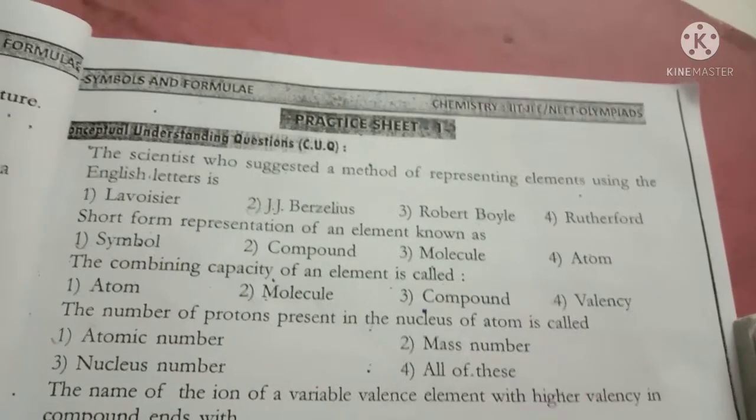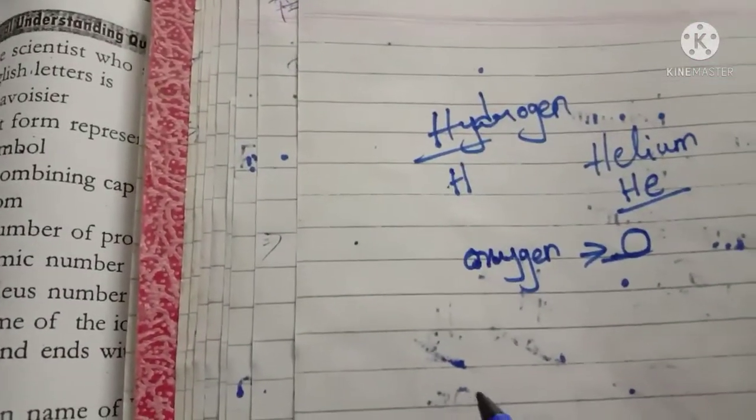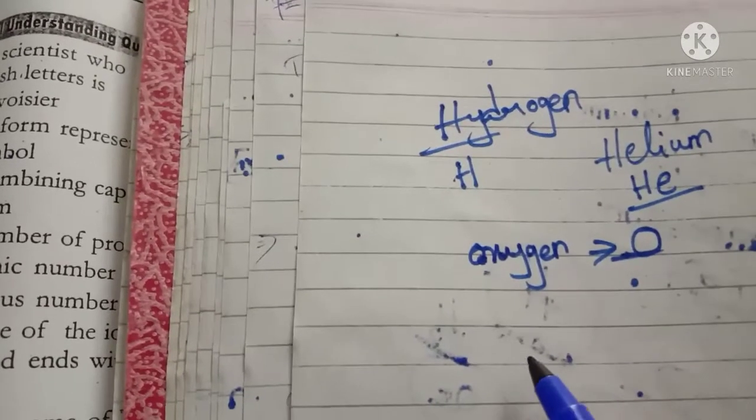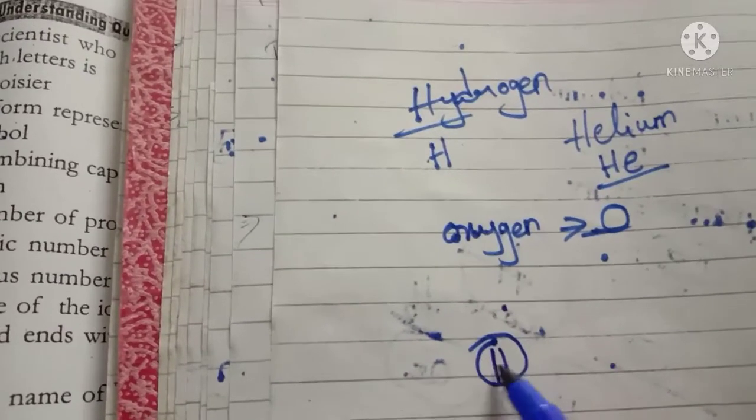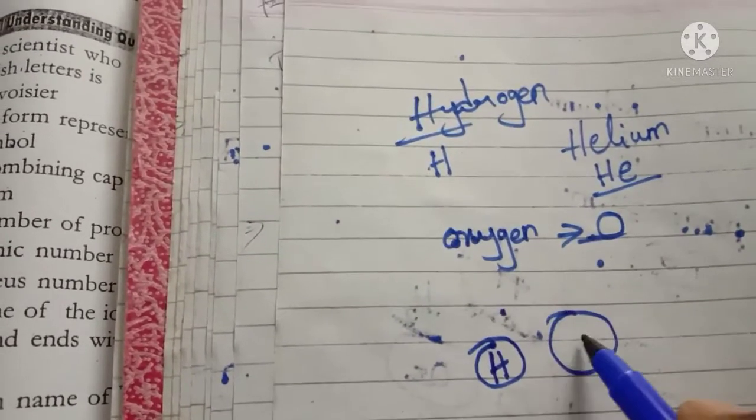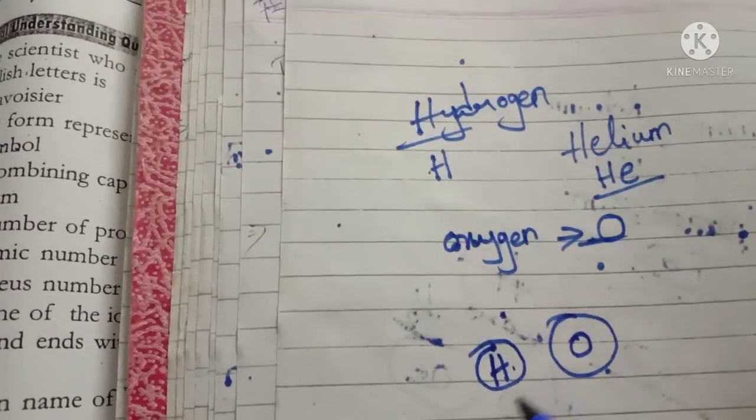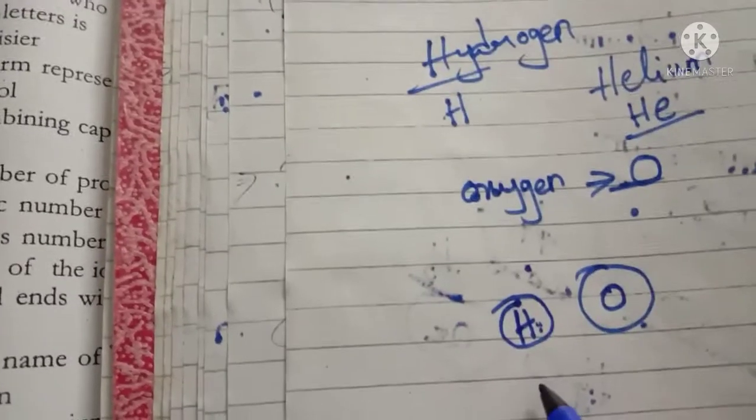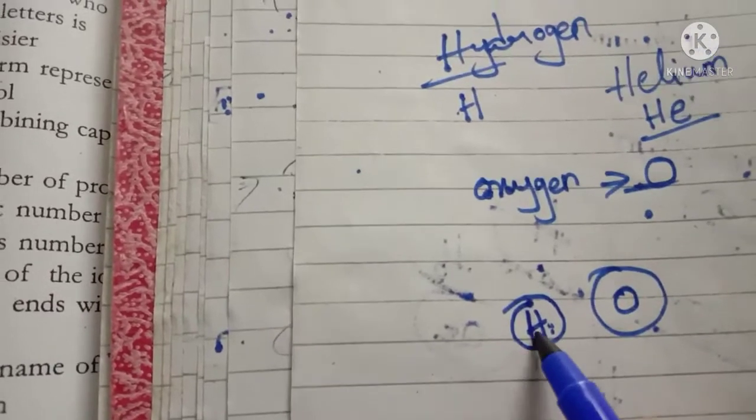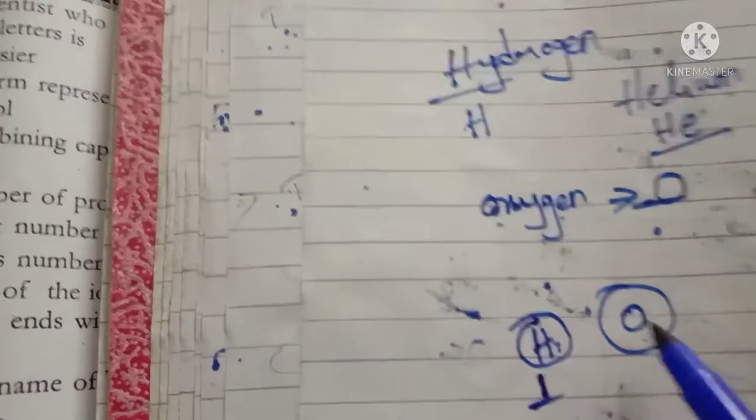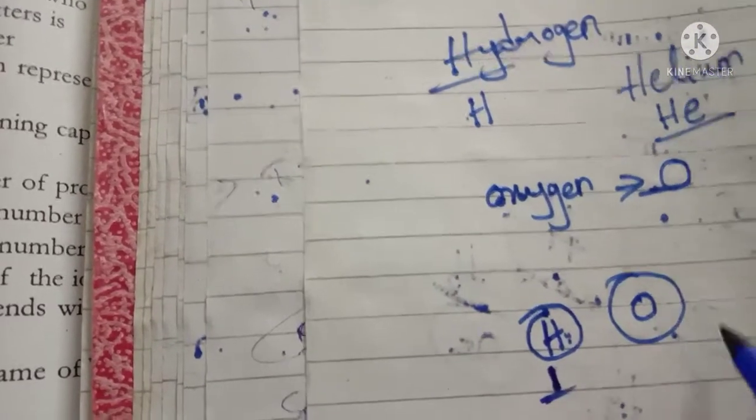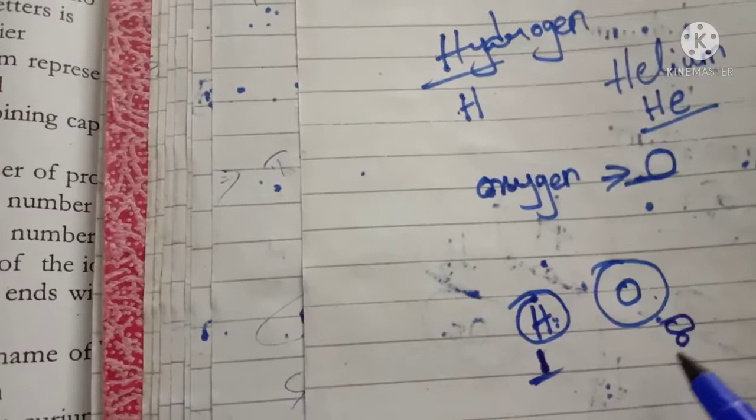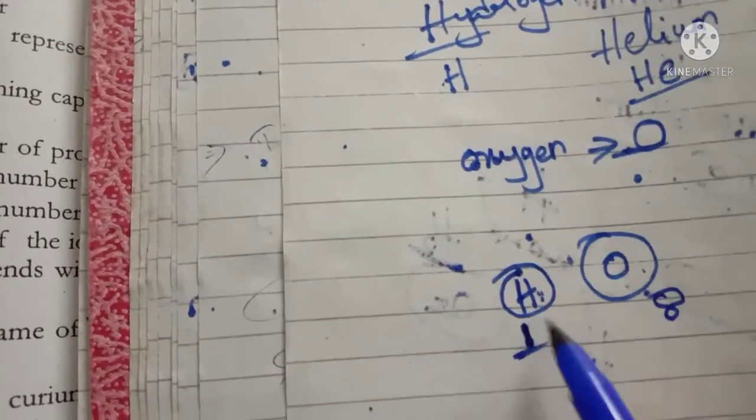Next, the combining capacity of an element is called valency. Okay, what is valency? I told you, combining capacity of an element is called valency. See, here one atom is there, that is hydrogen. Here another atom, oxygen, is there. Now valency, what is valency actually? Here only one atom is there. Okay, atomic number of hydrogen is 1, oxygen atomic number is 8.